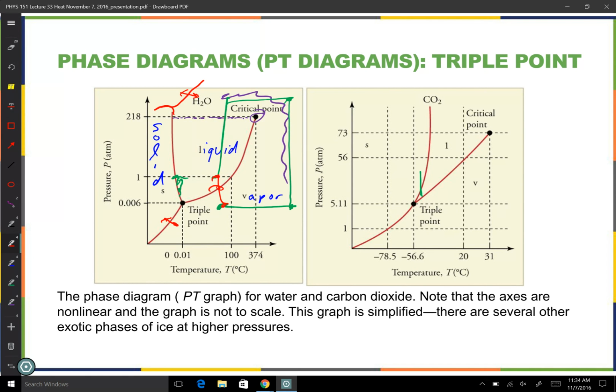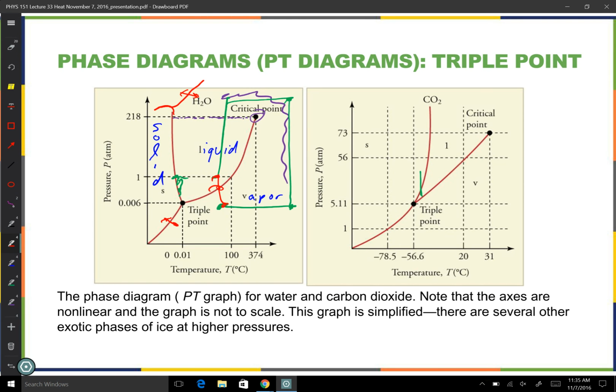You're saying, is that liquid or gas? I don't know, right? It's kind of indeterminate. But if you're down here at the cold temperature, low pressure, you would definitely see it subliming, going from a solid to a gas.